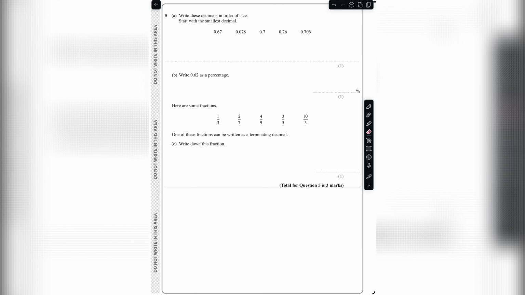In the first part of question 5, we are asked to write these decimals in order of size and to start with the smallest decimal. So the smallest decimal is 0.078, followed by 0.67, followed by 0.7, followed by 0.706, and finally 0.76.